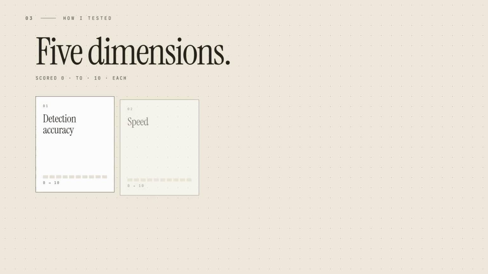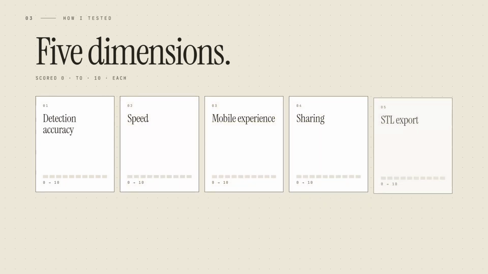Each tool got scored on 5 things. Detection accuracy, how much did the AI catch on the first try? Speed, from upload to viewable 3D. Mobile experience, sharing quality. And STL export, whether you can actually 3D print the result. Ranked 7 up to 1.